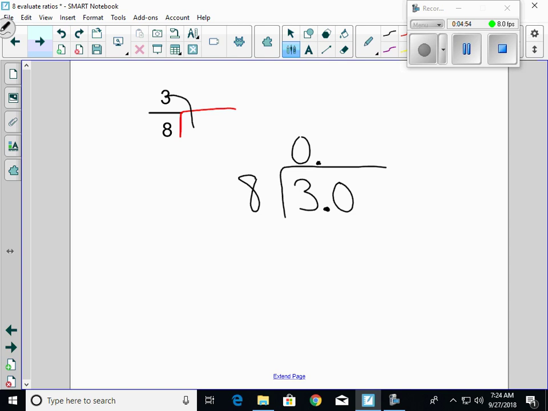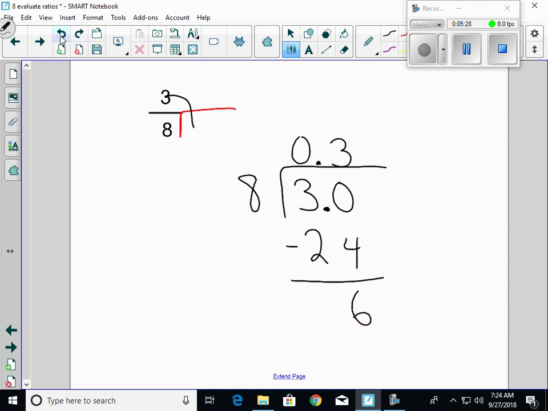8 goes into 30. You have to know your 8 times tables. 8 goes into 30 3 times because 3 times 8 is 24. 30 minus 24 is 6. Now if you ever get a number down here where this 6 is, that's bigger than your original divisor, then you did something wrong. So you have to go back and try the division again.